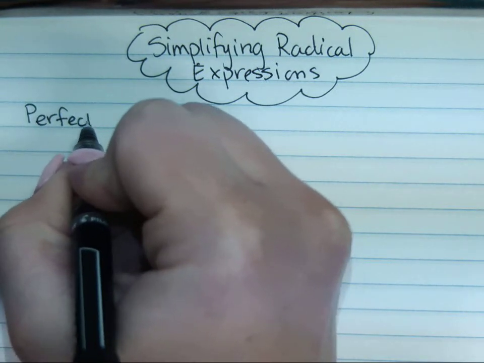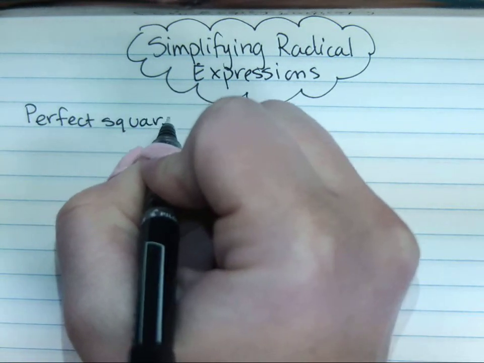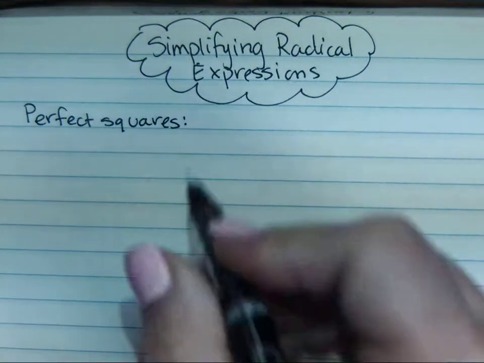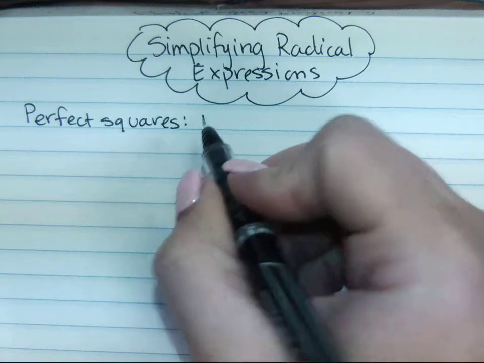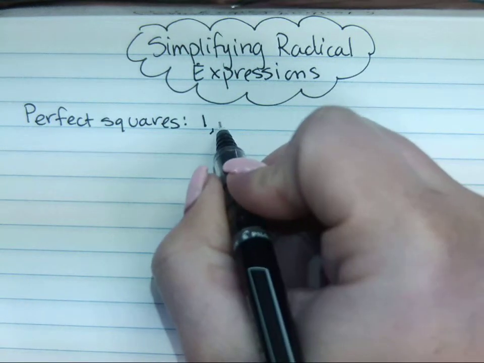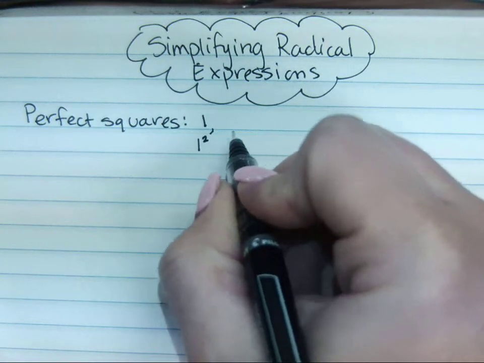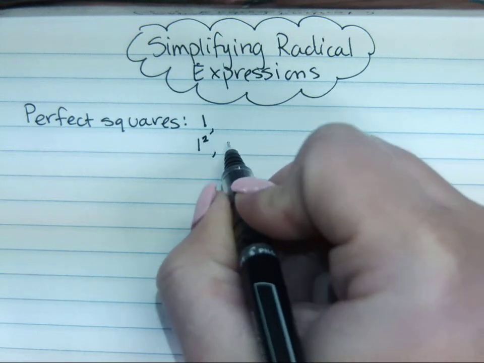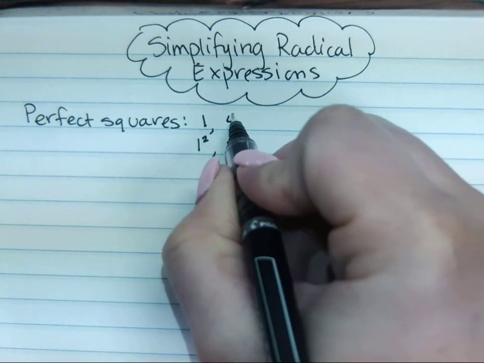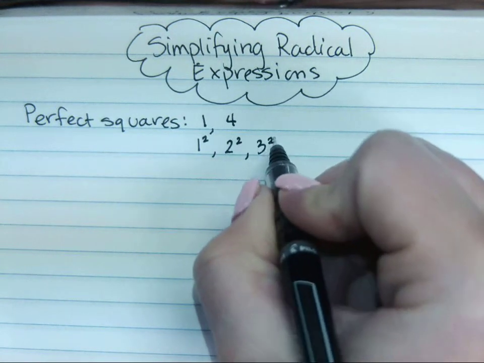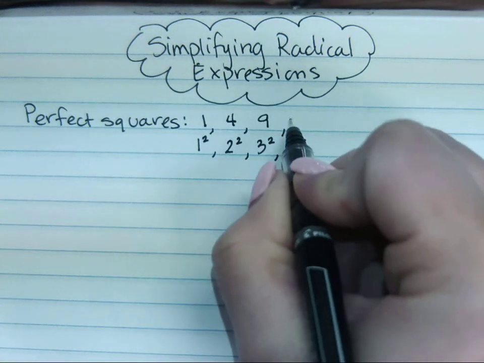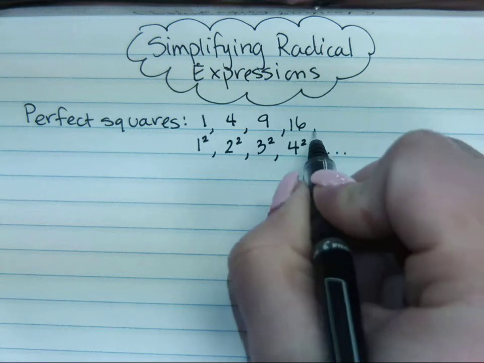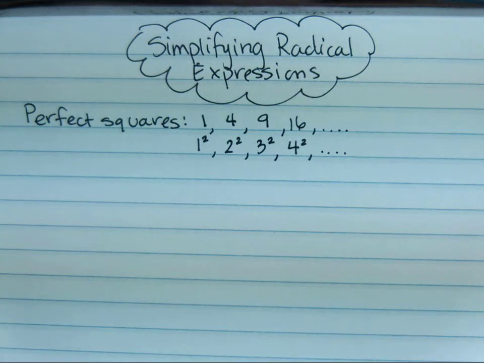Now, some perfect squares you think of: the first one is going to be 1, because 1 times 1 is 1. So that's 1 squared. And then if I think about what is 2 squared, that's 4. 3 squared is 9, and so on. And so you can see the pattern is going to continue.